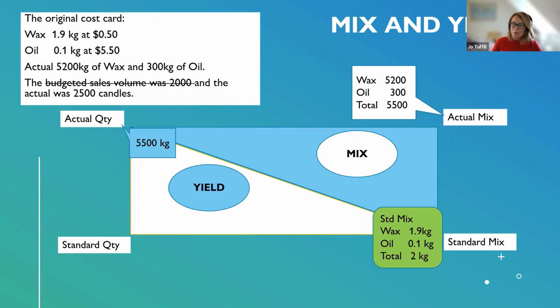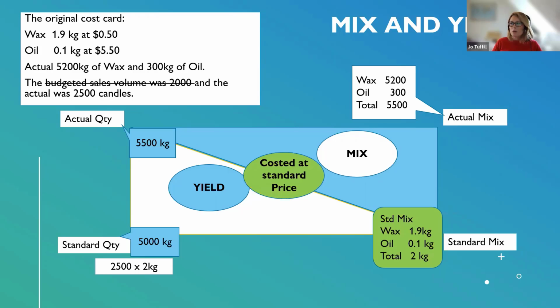Now the standard quantity is the tricky bit on here. Remember, you need to times it by the standard cost card. So the 2 kilograms to make a candle, and as we made 2,500, we should have used 5,000 kilograms. Hopefully that's clear.